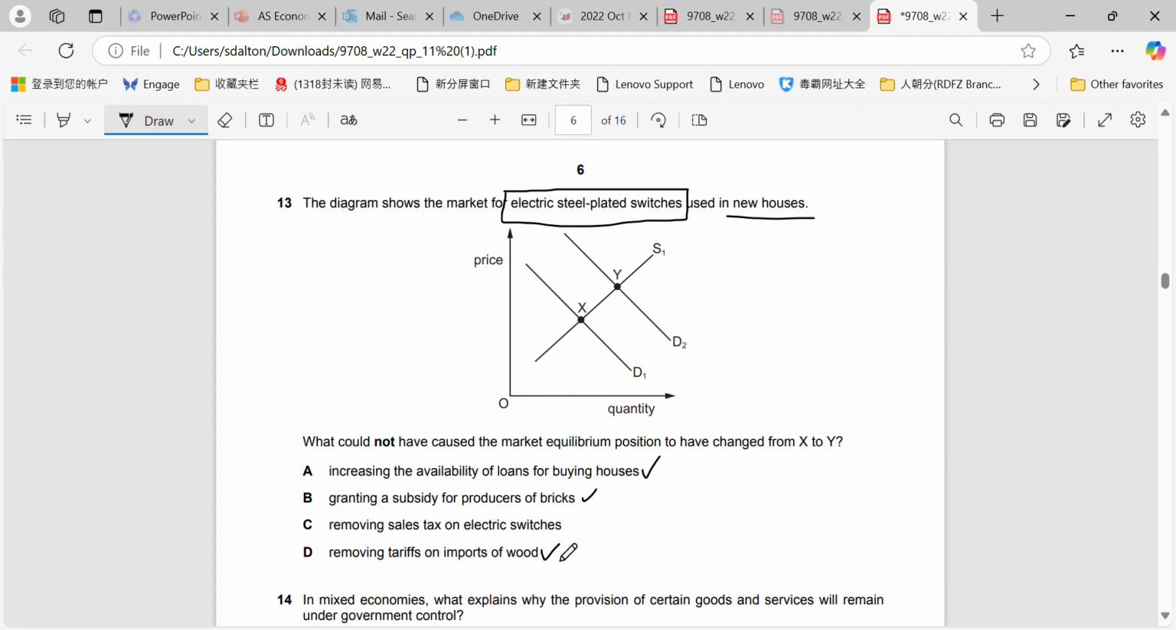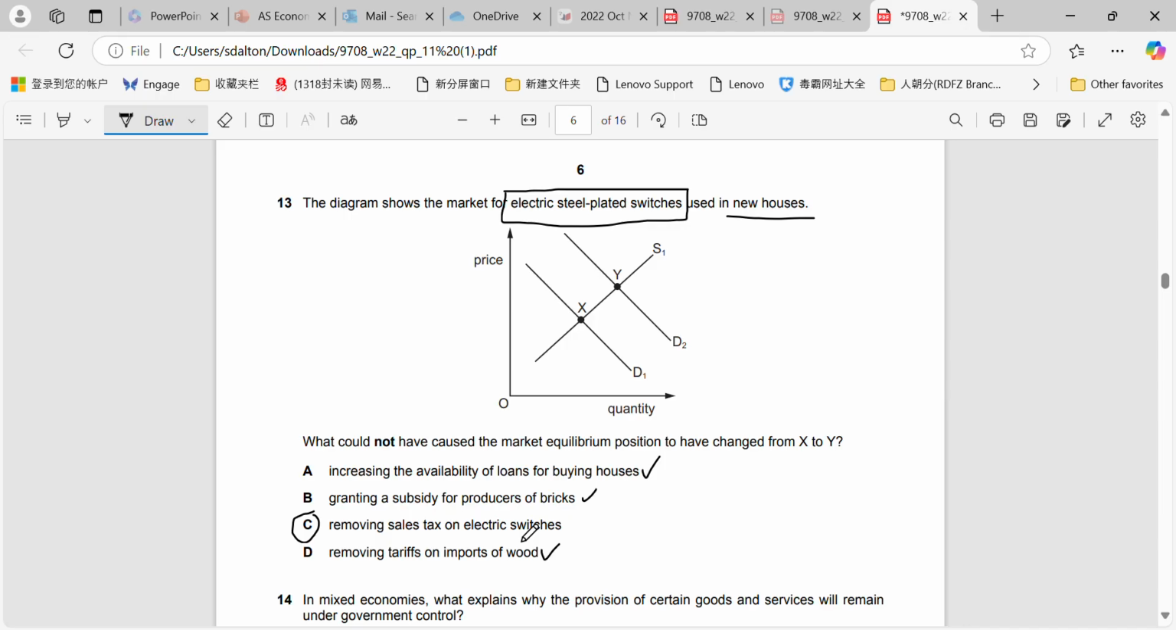D would also do the same thing, because it would lower the construction costs, and therefore by definition increase the demand for housing, and therefore increase the demand for electric steel-plated switches. Whereas if we remove sales tax on electric switches, it will lower the price because it will shift the supply curve to the right. However, it will not directly affect the demand for housing. Just because electric switches are cheaper doesn't mean you're going to want to build more houses because of that.